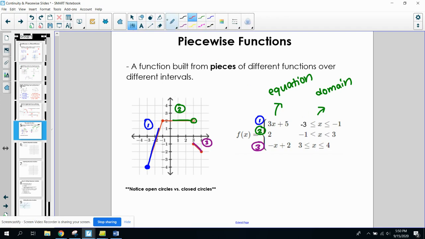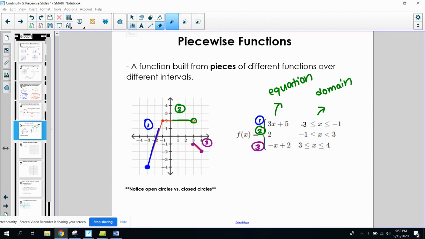And then this last piece, this purple piece, number 3, you can see that there are closed circles on both ends, and you can see that the x values are going from 3 to 4, and that's where our interval is. So you just want to make sure that you're paying attention to the open circles and the closed circles.